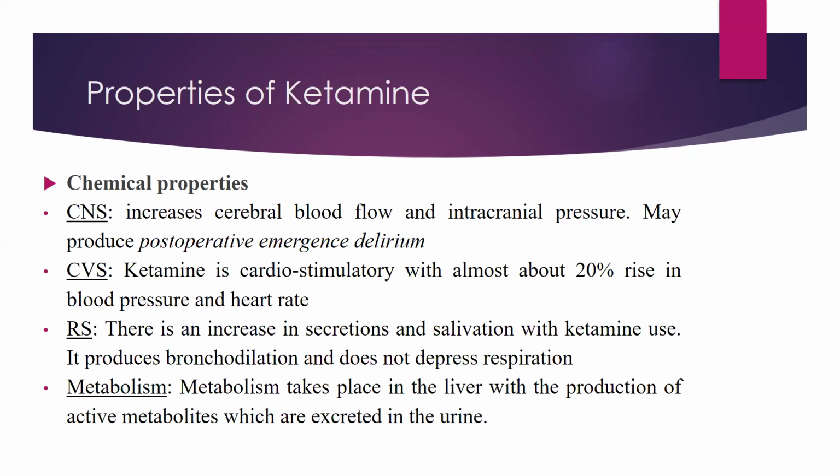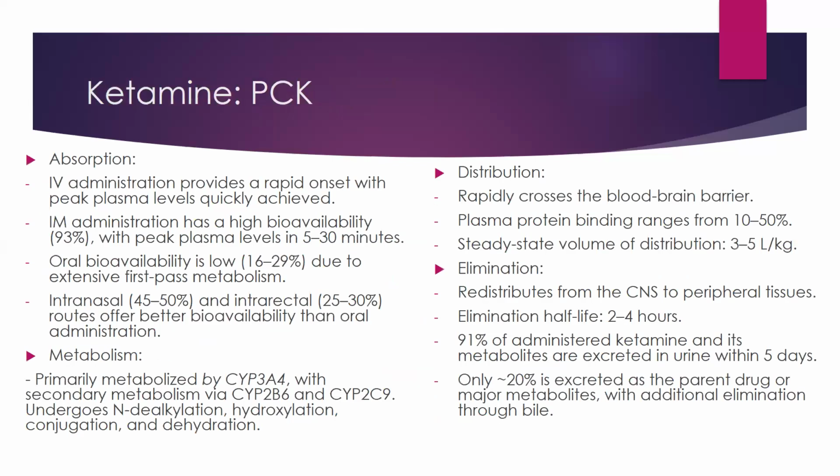Metabolism takes place in the liver with active metabolites that are excreted in the kidney. Ketamine is one drug that can be administered via very different routes. IV administration will provide a rapid onset with peak plasma levels quickly achieved. IM administration has a high bioavailability, about 93%, with peak plasma levels varying between 5 to 10 minutes. Ketamine can be used orally, but it has a very low bioavailability, obviously due to the extensive first-pass metabolism in the liver.